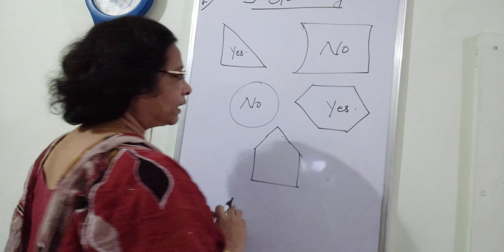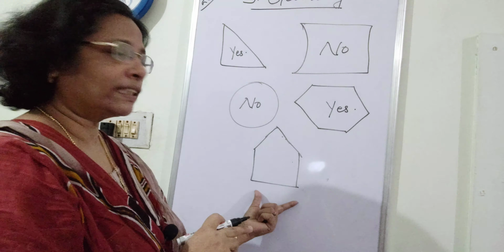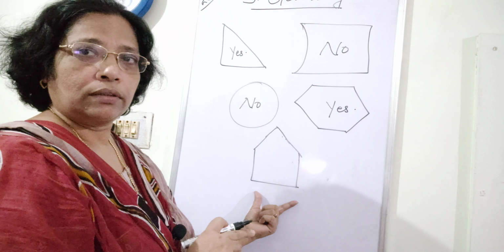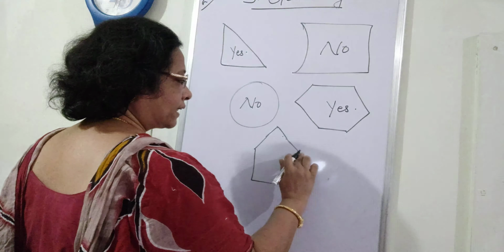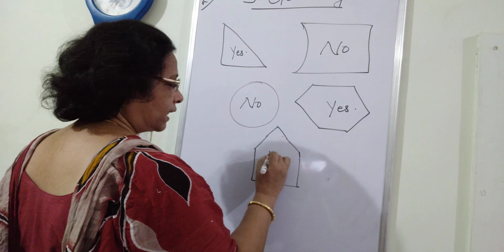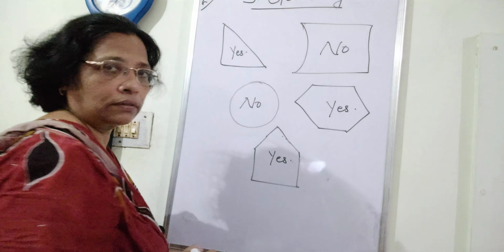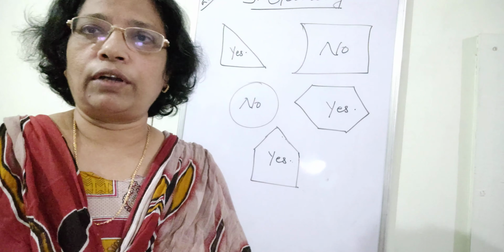And this one is also made of 5 line segments. Yes or no? So 5 sides are there. These are made up of line segments, so it is a polygon. Yes. All of you got it? Yes.